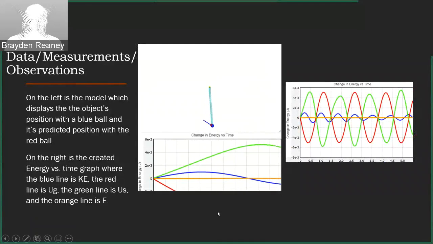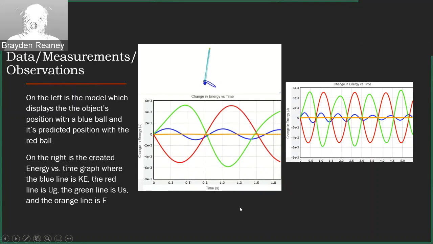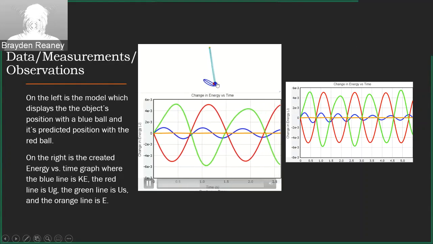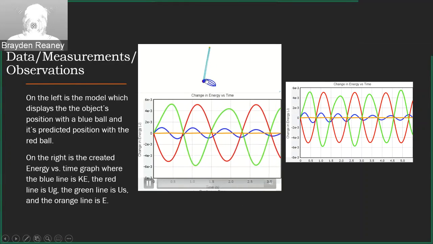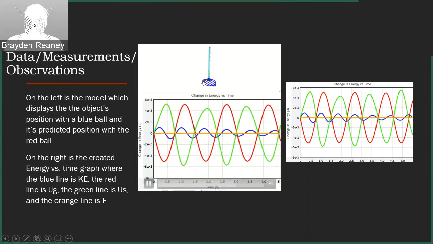And now to my data measurements and observations. Here is the model, which displays the object's position with a blue ball and the predicted position with the red ball. And you can see it's kind of lagging forward, jumping. It's very jumpy, and that's due to the iterative process.